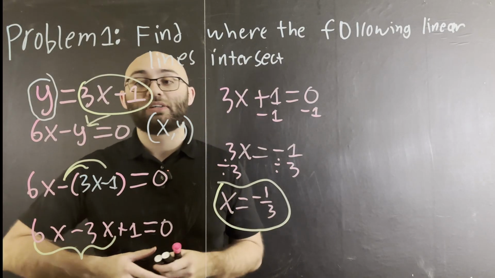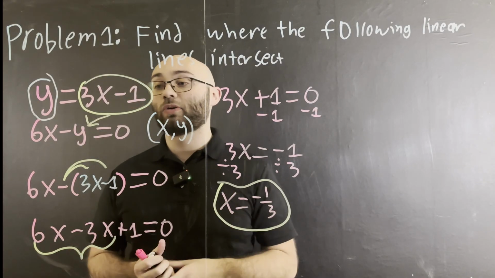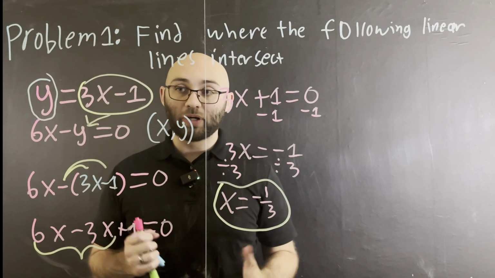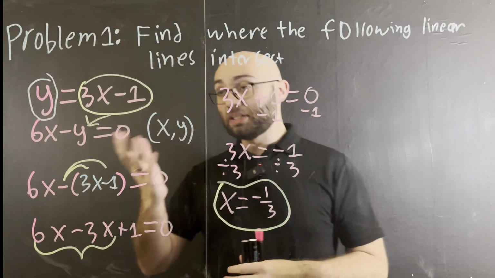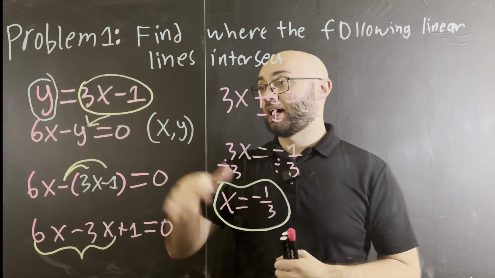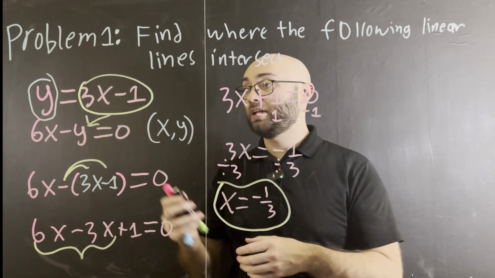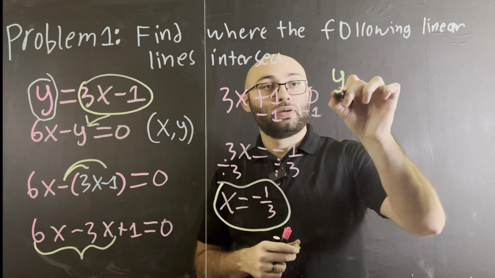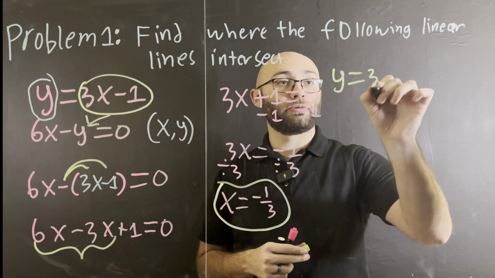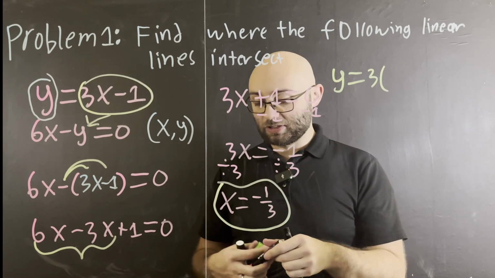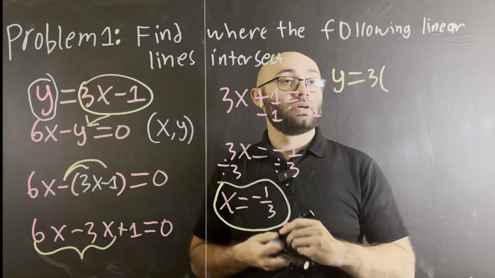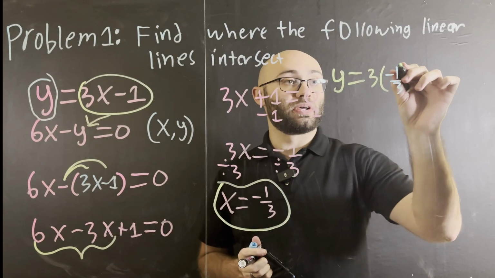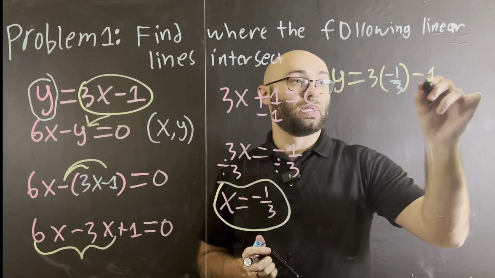So we found x. Now what we're going to do is take this x and plug it into either of the original two equations. Doesn't matter which one. I suggest you choose the one that looks easier, but we're going to plug it into either equation. I'm going to plug it into the top one and solve for it. So our top equation was y is equal to 3 times, put parentheses around it when we plug it in. So we're going to do negative 1/3 because that's what x was. Close our parentheses, minus 1.